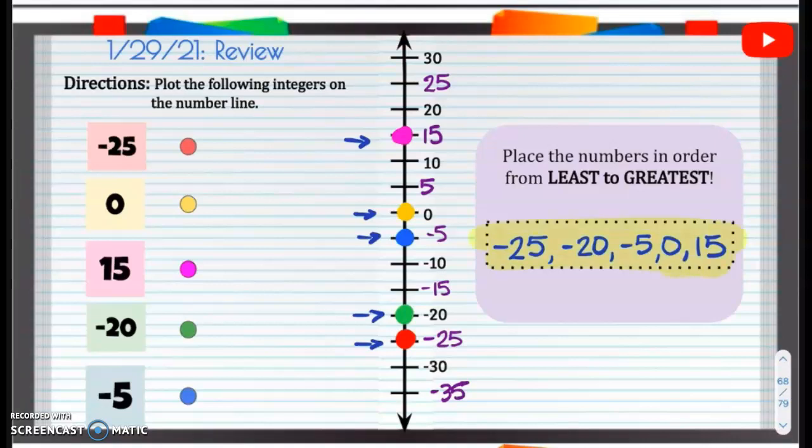We are going to practice more with ordering them next week. Don't stress too much. We can use that number line like we did. That's going to be it for our review. Great job.